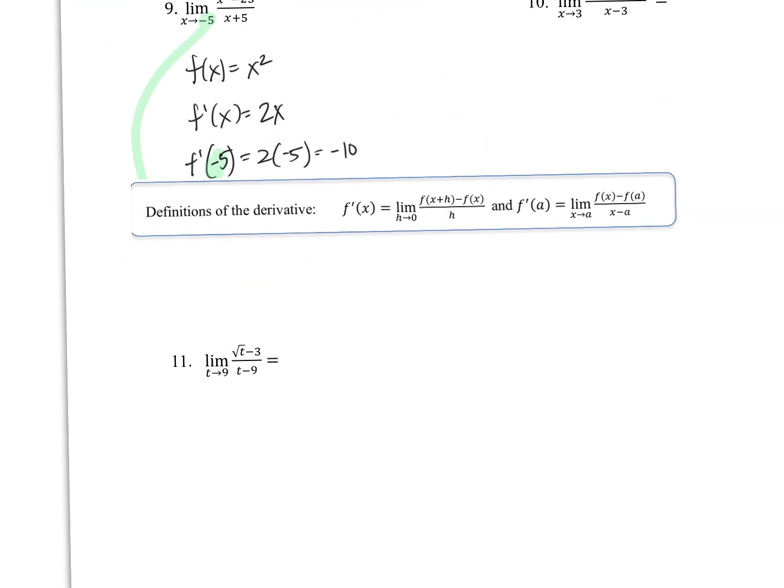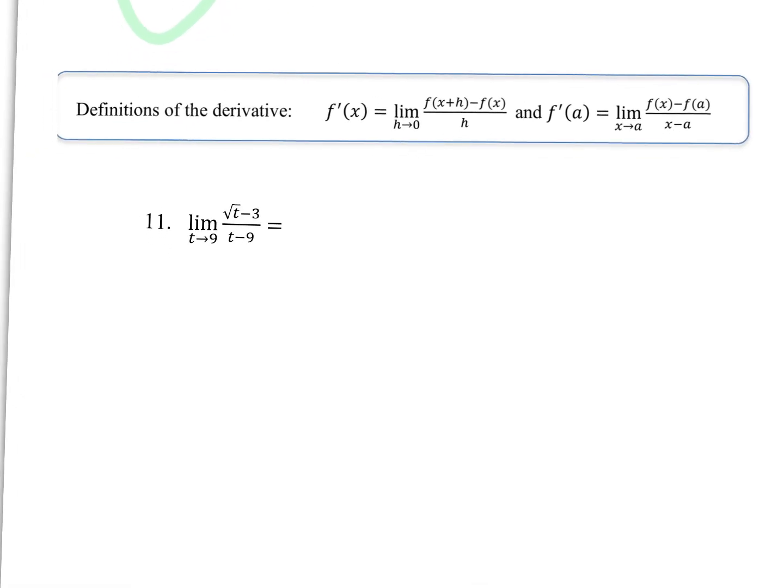Here we go. 11, which one is this looking like? The h or the x? The x, okay. What's my function? Square root of t, my function. My f of x is root t. Write that in a power rule way. That's the same as t to the 1/2. What would f prime of x be?